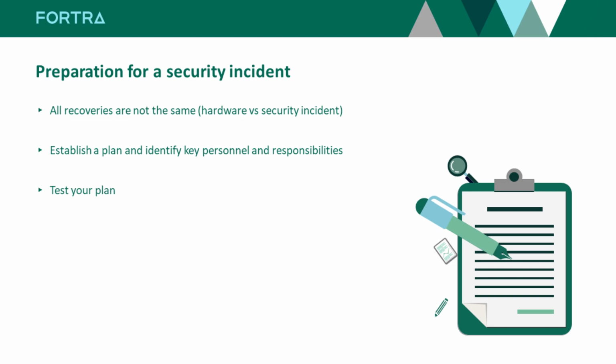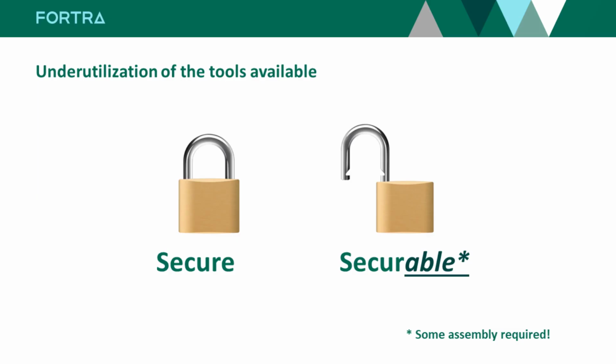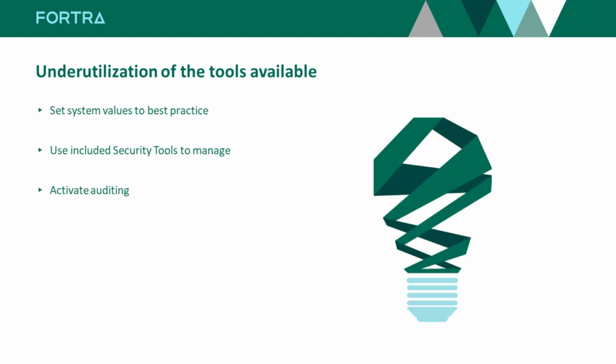All right, so another mistake that we often see is underutilization. Instead of using your system as is, we really want to see that you start invoking the tools that are available to you. Going back to secure versus secureable, secureable means that there is some assembly required to take advantage of those security measures available on the system. Underutilization of the tools is rampant, unfortunately. So what we really want to encourage is that you use the tools already available.